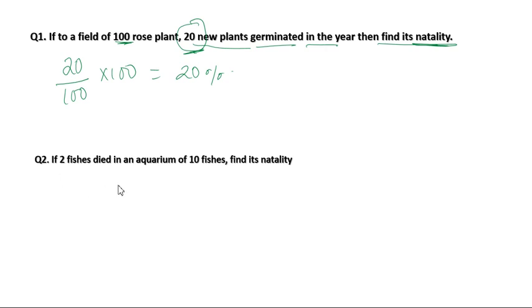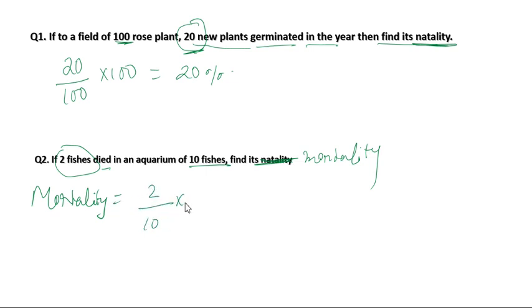So now let's move to the next part. Sorry, it will be for mortality, not natality. Mortality. Now see, the question says if two fishes died in an aquarium of 10 fishes, find its mortality. Now what we will do, two fishes died. How many died? Two fish died. Total number of fish is 10. So what we will write, mortality equal to 2 upon 10 into 100.